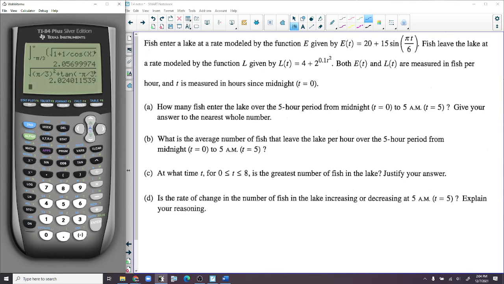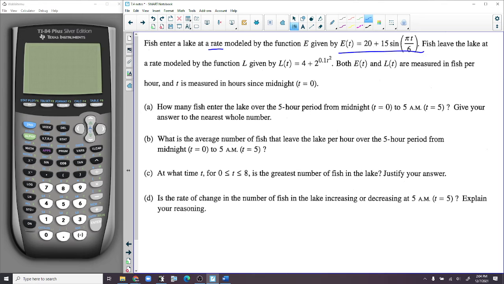Here's where you might want to grab your calculators for sure and practice this stuff. Let's read the problem. Fish enter a lake at a rate of this. So here's enter. And then fish leave the lake at a rate of this one right here. So this is leaving. E of t and L of t are measured in fish per hour, and t is measured in hours since midnight.